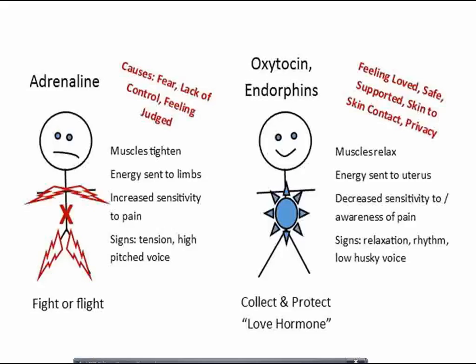On the other hand, if the mother feels supported, loved, safe, her privacy is maintained, there is skin-to-skin touch, either you allow the husband to be there to make her relax, or you, the attending physician or surgeon, are more sympathetic towards the mother, then it is oxytocin or endorphin which starts secreting. So then the muscles relax. Energy is sent to the uterus, pain sensitivity decreases, and there are signs of relaxation. The rhythm is a low husky voice.